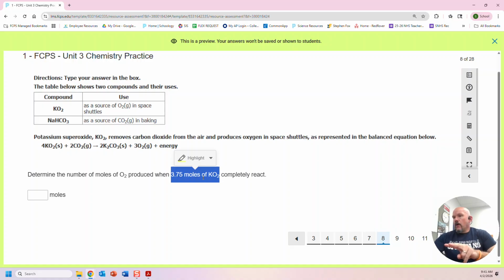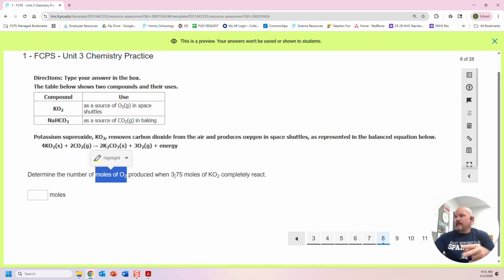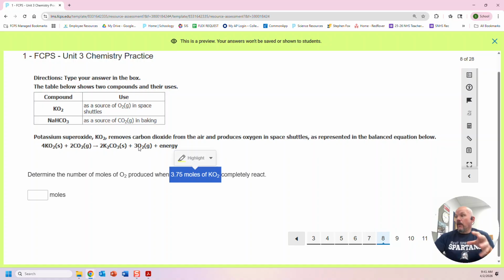Okay. And since they're asking for moles of something else, all I have to do is take my moles of KO2 and multiply it by the coefficient ratio, the mole ratio of oxygen, because that's what I want, to KO2. So all I really have to do is take 3.75 moles of KO2 and multiply it by 3 over 4, right? So multiply it by 3 divided by 4, and that'll give me moles of oxygen. And that's it. So it's really just this times 3 divided by 4.